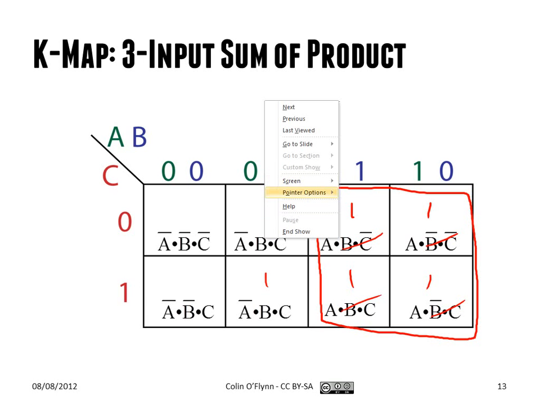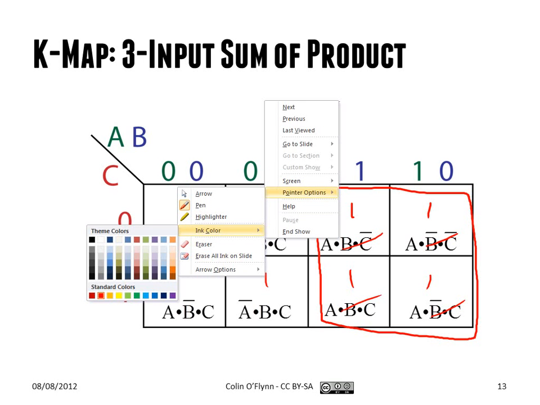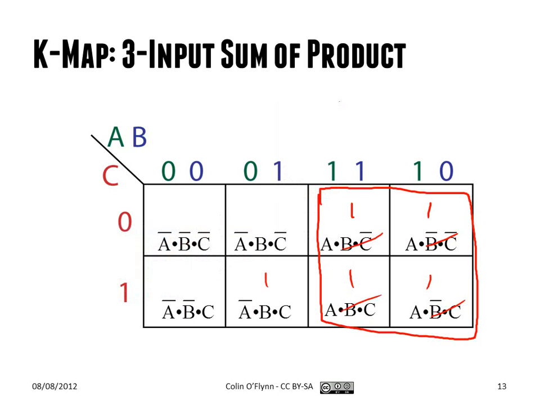In a similar way, you can see how this group, let's use blue here, this group of two ones can be represented by just B and C, because as long as B is 1 and C is 1, you get that 1. Here it's A complement, here it's A. So the A can be ignored because you're covering both options, A complement and A, within that group.